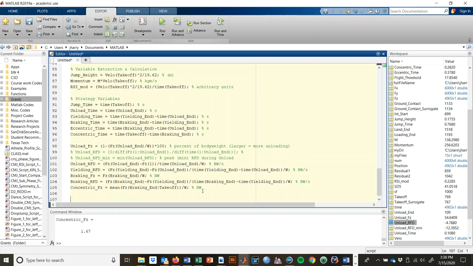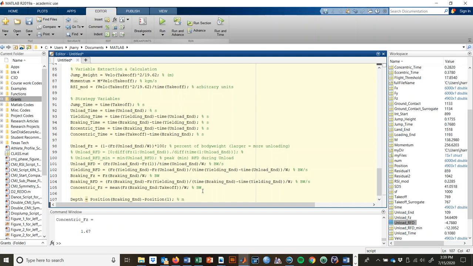We'll do counter movement depth. This is the only variable where we'll use the position. You don't need to use the position, but it's the most direct calculation. You could use the velocity and the time values and do some multiplication, but what we'll simply do is take the position, because we calculated it, at braking end, subtracted by the position at the start, which is 1, right? So that will give us that value.